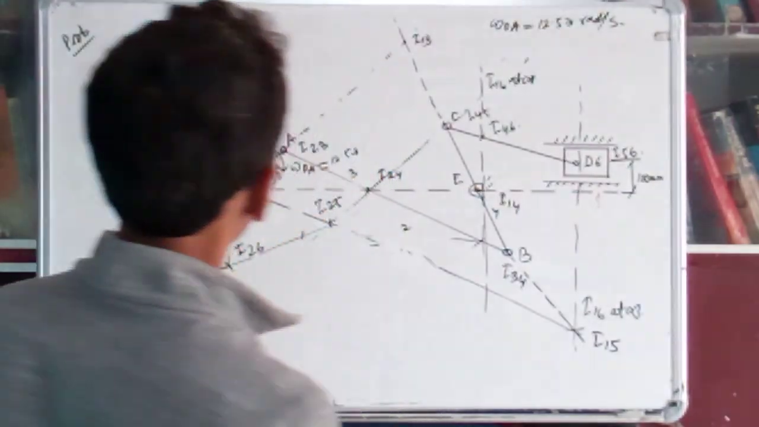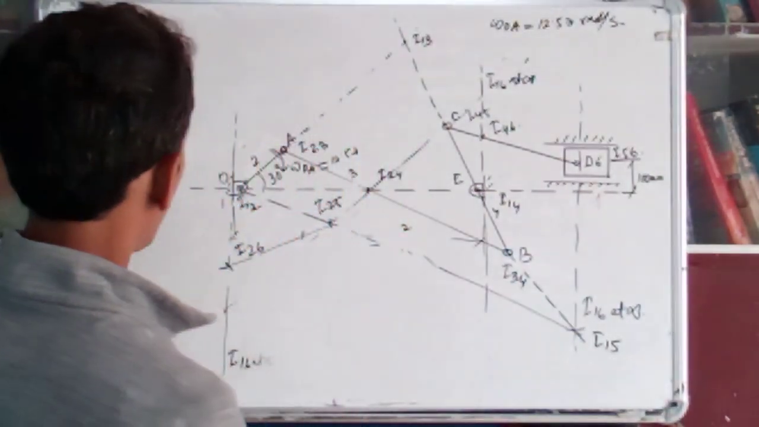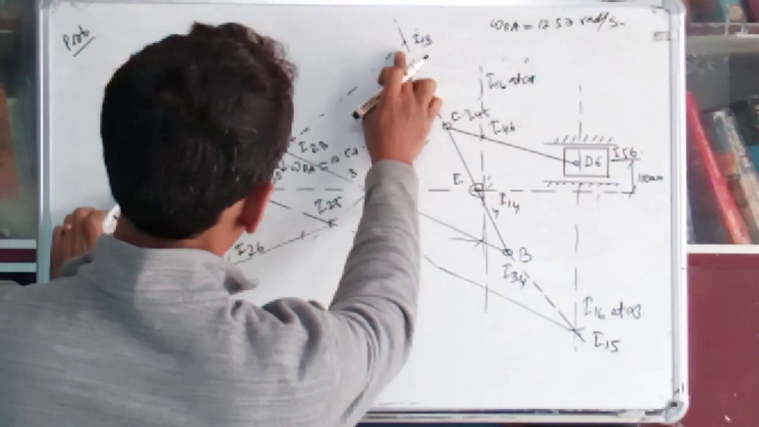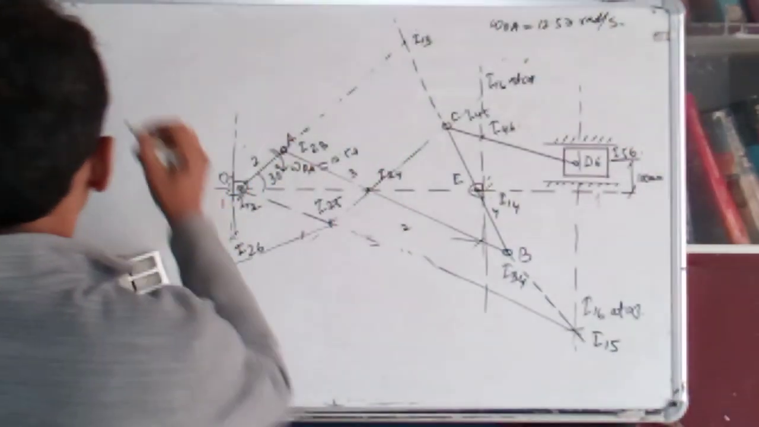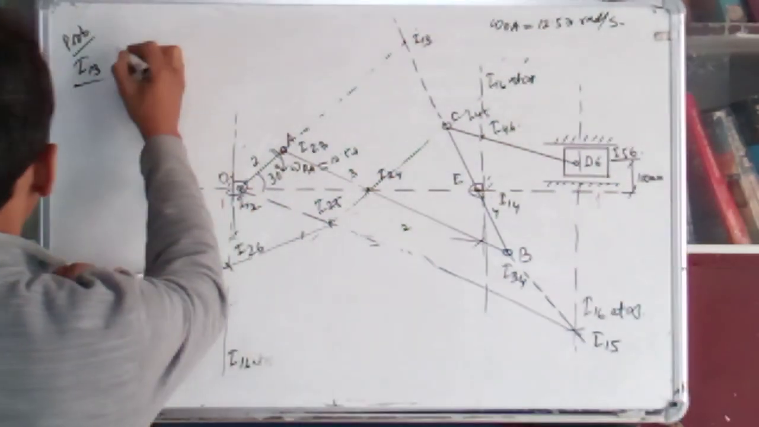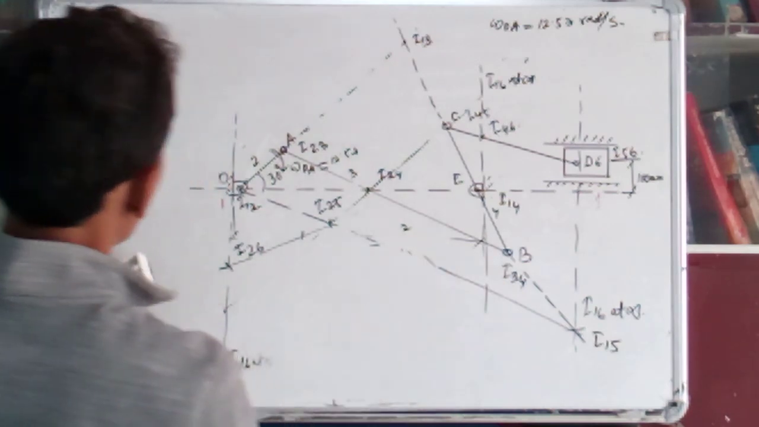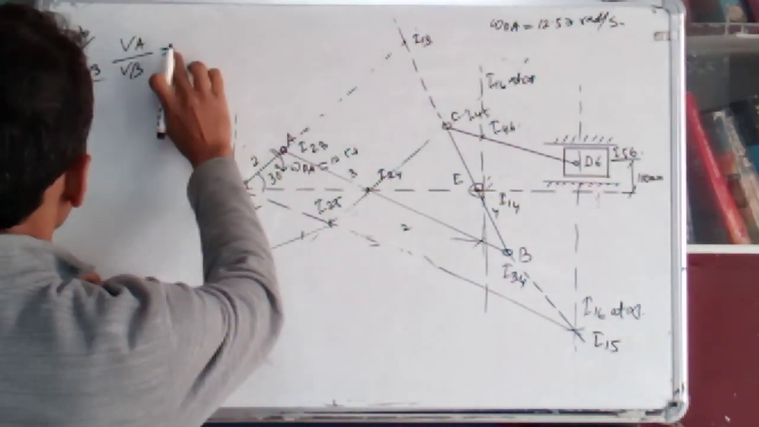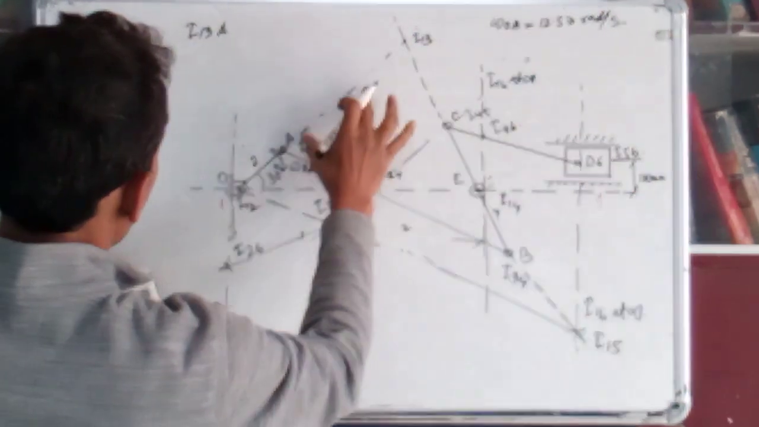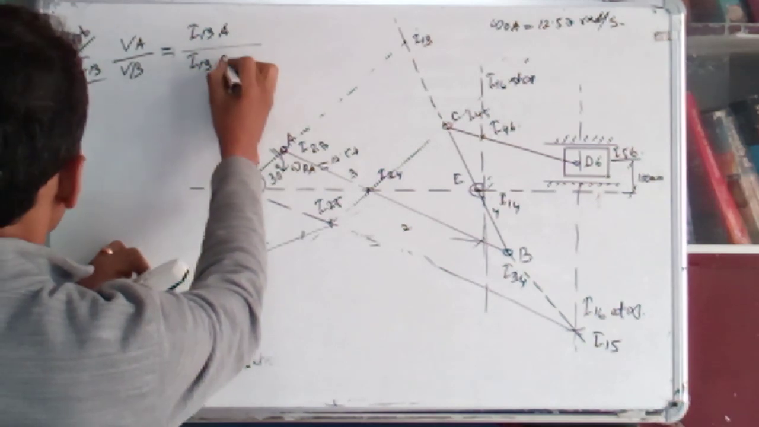For that we need the instantaneous centers I13, I14 and I15. These are the common instantaneous centers. Suppose for the link AB, the common instantaneous center is I13. So we know VA by VB, with I13 as the common instantaneous center, is equal to I13A by I13B.